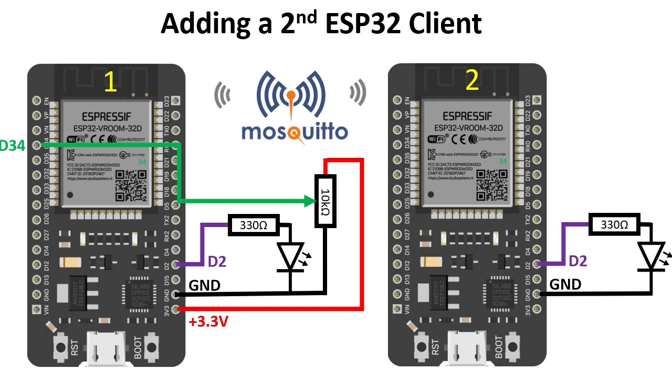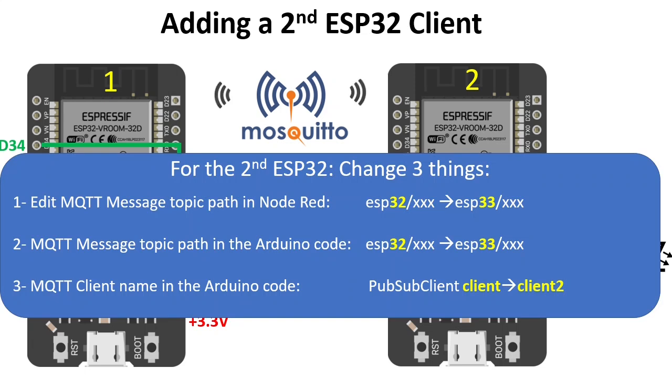Now let's add a second ESP32 client to the system. For the second ESP32, you need to change 3 things. First, you need to edit the MQTT message topic path in Node-Red. We will change it from ESP32 to ESP33. You can choose any name. Then you also edit the MQTT message topic path in the Arduino code to match Node-Red. And finally, you will need to change the MQTT client name in the Arduino code. We will change it from client to client2. This way, the MQTT broker knows it is another device.